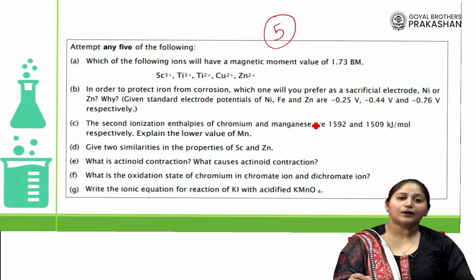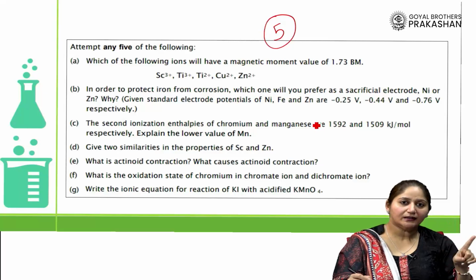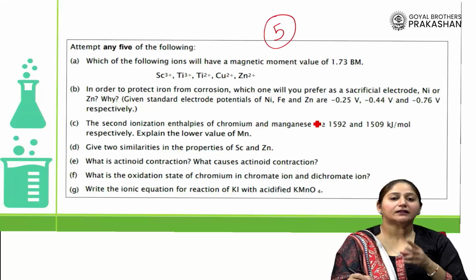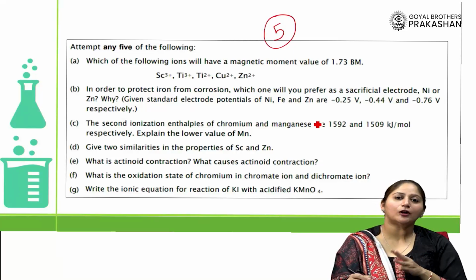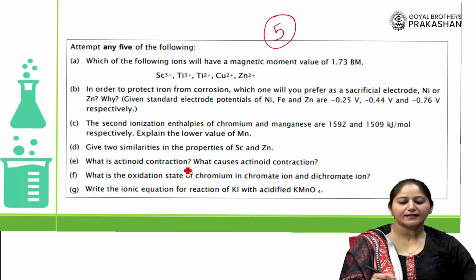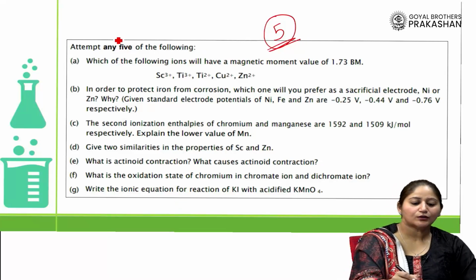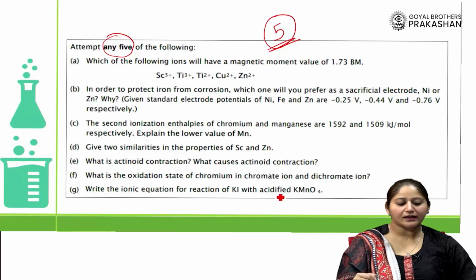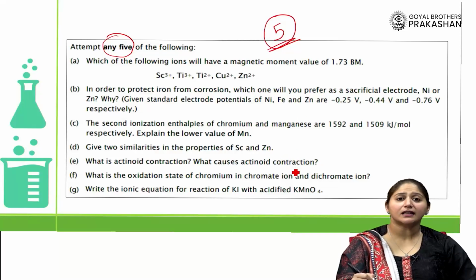As I said, one 5 marker from the physical, then another 5 marker question is from D and F. The third 5 marker question will be from the organic, right? So as the question clearly says, it's a 5 marker question. So here it says attempt any 5, right? So there are 7 parts given, you have to attempt only 5. So it's a direct reasoning based question.